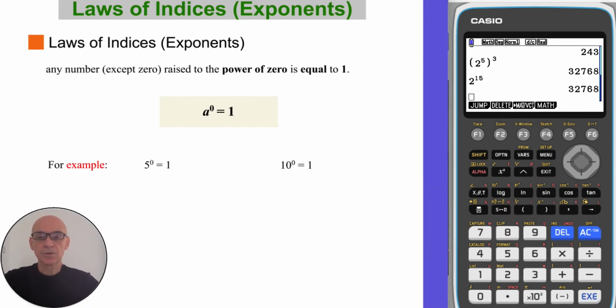The next law states that any number, except 0, raised to the power of 0 is equal to 1. So for example, 5 to the power of 0 is equal to 1, as is 10 to the power of 0. Verifying on the calculator, 10 to the power of 0 is equal to 1.